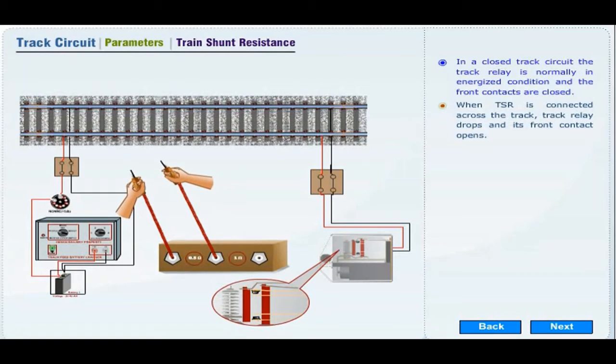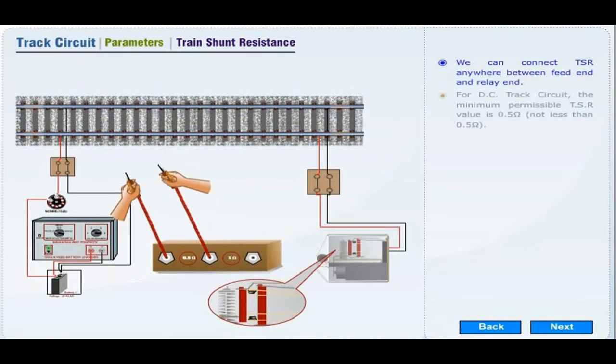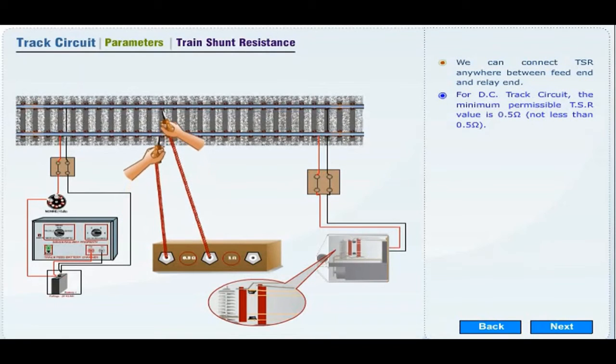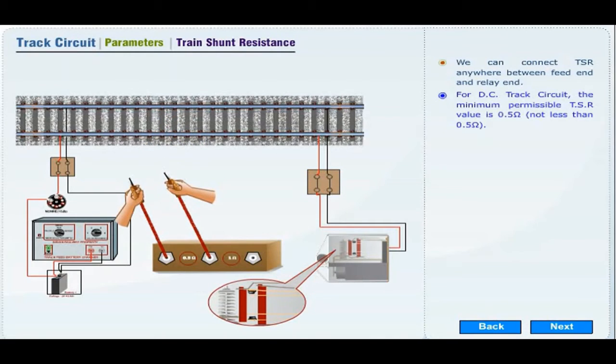In a closed track circuit, the track relay is normally in energized condition and the front contacts are closed. When TSR is connected across the track, track relay drops and its front contact opens. We can connect TSR anywhere between feed end and relay end. For DC track circuit, the minimum permissible TSR value is 0.5 ohms.